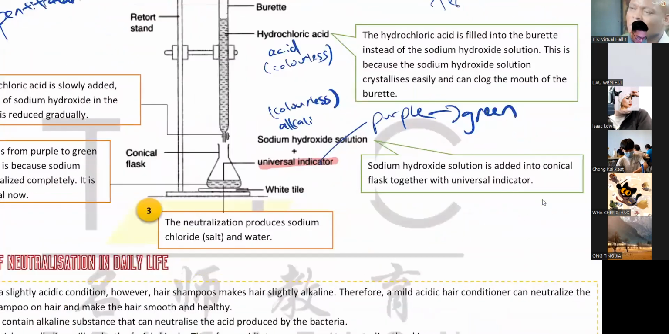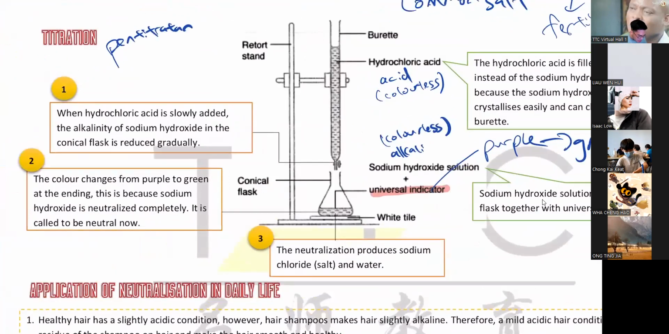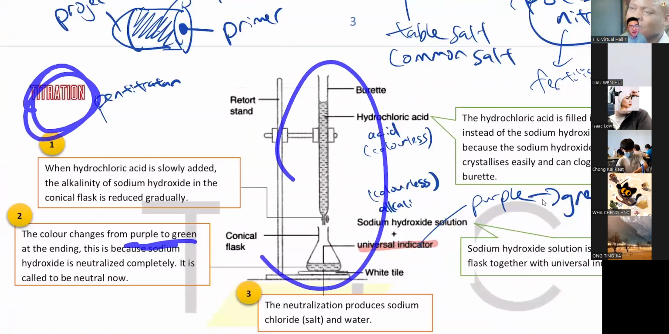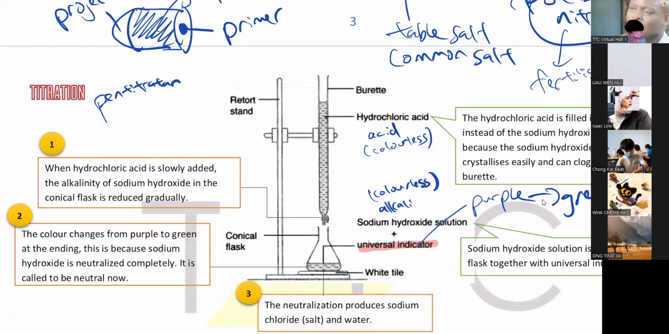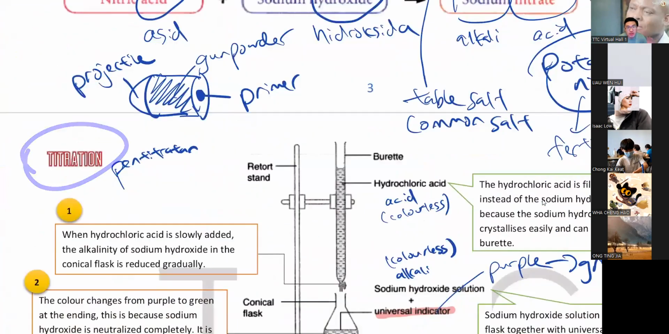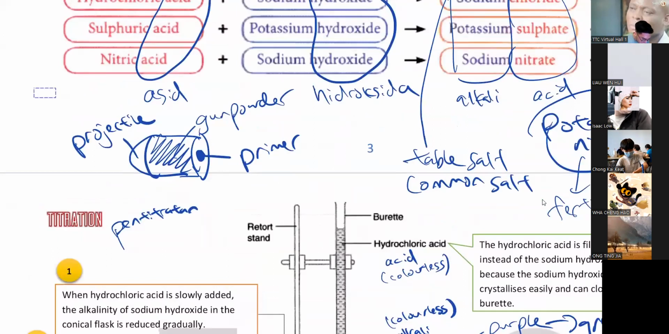All right. Anyway, so this will turn purple to green. That means it's time to stop. So that means neutralization happened. So purple to green. All right. So this whole thing is called titration. Okay, guys, do not confuse neutralization and titration. It's 2 different things. You can write this here. Let me erase my bullet.